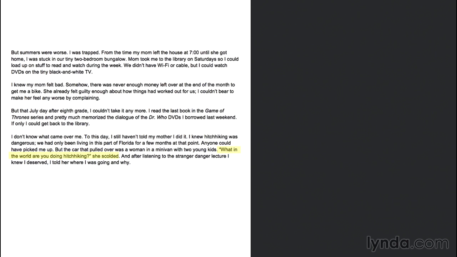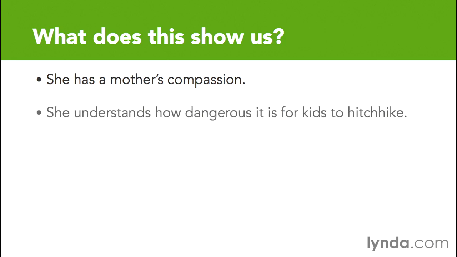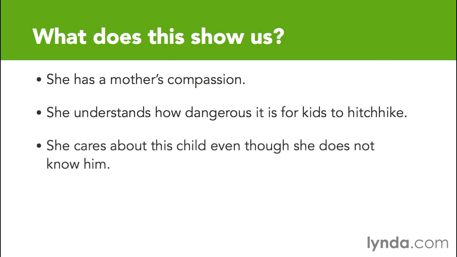Take a look at paragraph 7, where the writer quotes the woman who picks him up as saying, "What in the world are you doing hitchhiking?" Note also the writer's use of the word scolded. The use of this quote, as well as the verb scolded, shows us a lot about this woman. We can tell that she's a mother. This detail is confirmed by the mention of the kids in the back seat. We can tell that she understands how dangerous it is for children to hitchhike, and that she cares about this boy even though she doesn't know him. All that in just a few phrases.